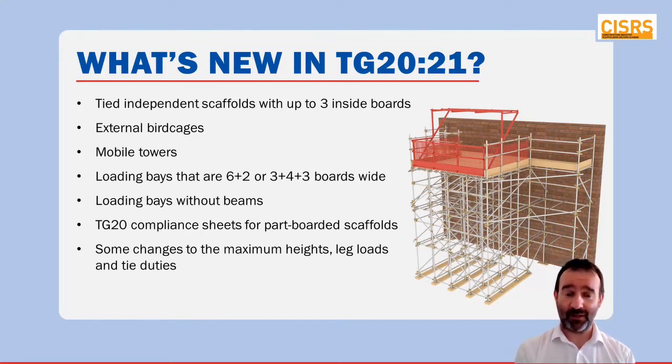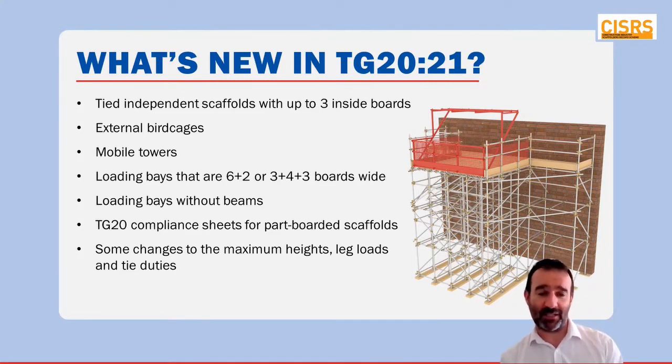Because one of the main pieces of feedback we had from TG2013 was that the loading bay wasn't really wide enough to accommodate the gate. So we provided 2 different widths, one that's 6 boards wide with 2 inside boards between the loading bay and the scaffold, or one that's 10 boards wide over 3 bays. And in addition to that, we provided an additional option for loading bays without beams, which are suitable for smaller loading bays with a reduced bay length.